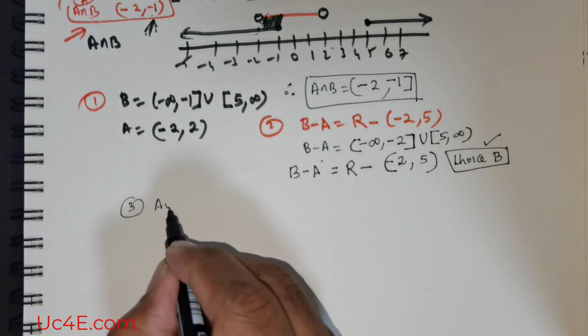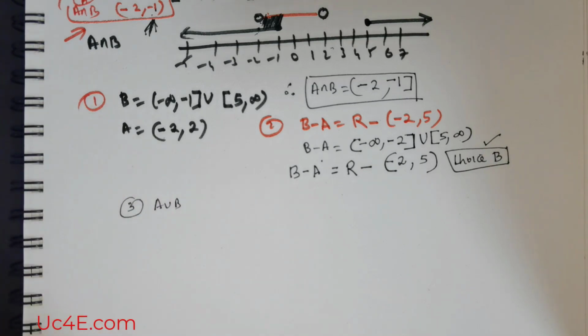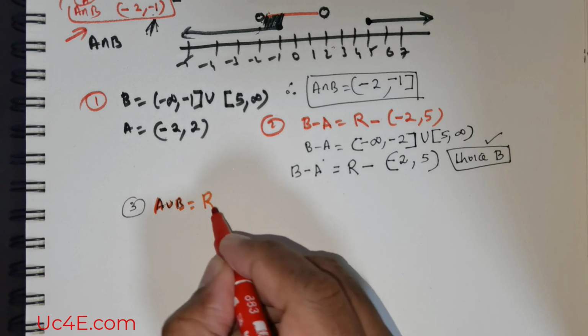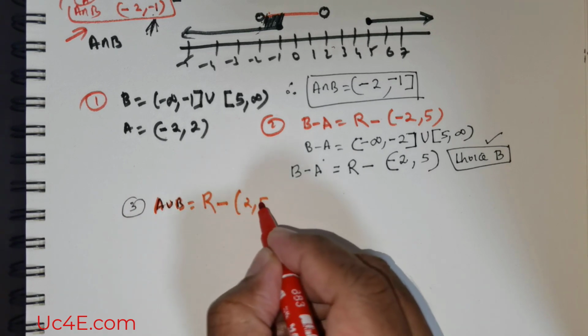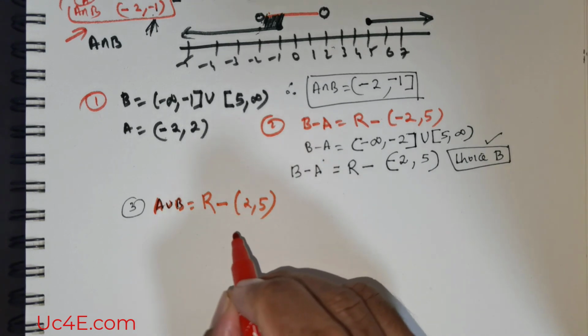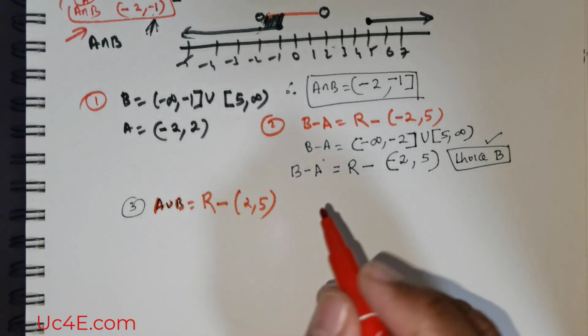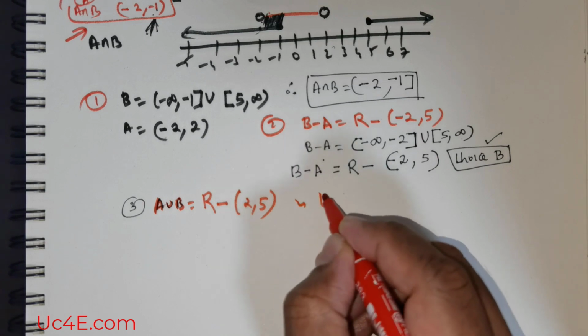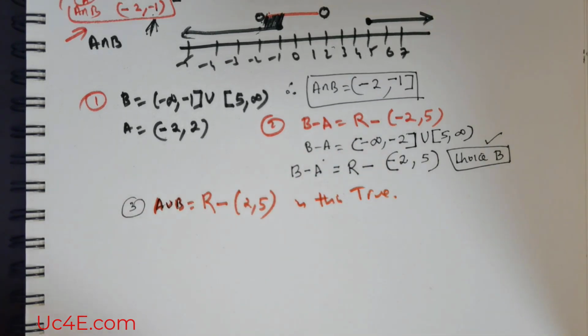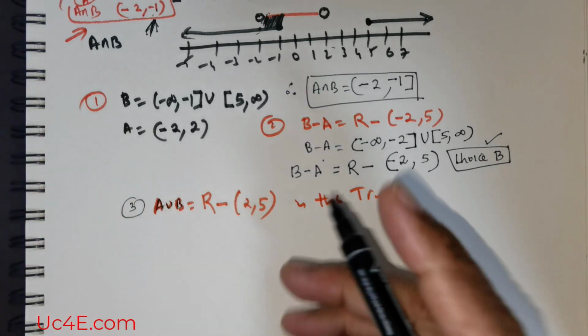Choice 3 says A union B is equal to R negative of 2 comma 5. This is what the choice states. So from R you take away 2 comma 5 and that would be A union B. But is it true? We need to check. So what is A union B? Let me go up and find out what is A union B.